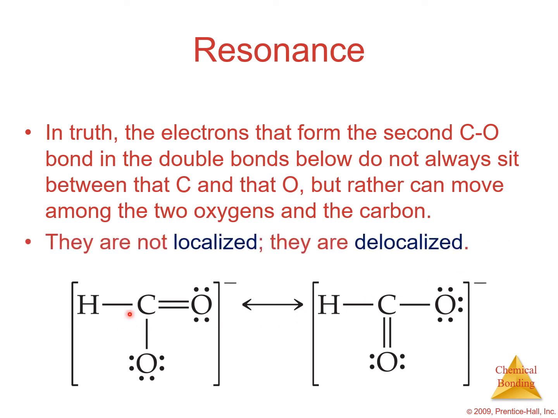Now, whenever the electrons are between two atoms like this, we say they are localized. But if there is a double bond, and this double bond can move here, as you can see, we call them delocalized electrons. So here, delocalized electrons, versus this one, which is localized between hydrogen and carbon.